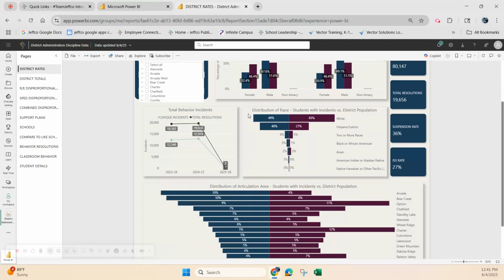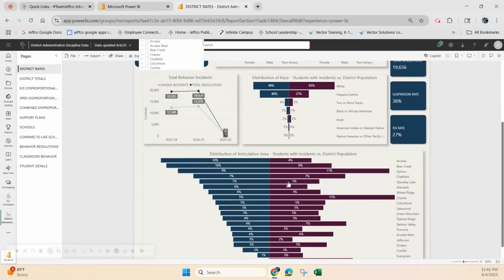This tile of distribution of rates, again, we're looking at district demographics, so students with incidents versus district population. Our district population is about 63% white, and those white students count for about 49% of the total students disciplined. Ideally, these would match, so this is just an indication that we might have some work to do within each of these demographic groups.